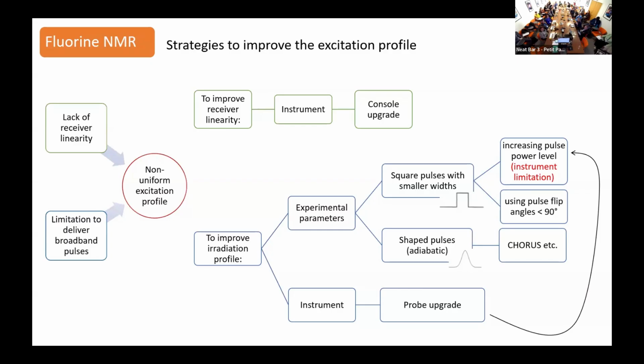Another option is to use shaped pulses like those using adiabatic pulses. There is a paper from 2016 talking about this CHORUS pulse. It was aimed to solve these fluorine problems. Another option would be a probe upgrade, because depending on the probe, you can have higher pulse levels, so then you can use smaller pulse widths, but then you need to change your instrument.